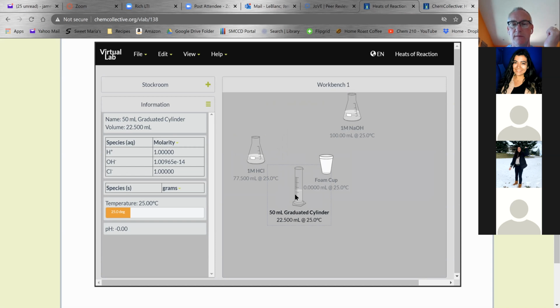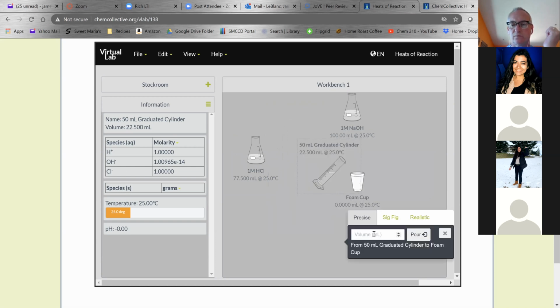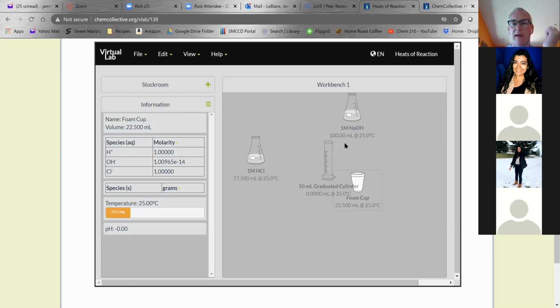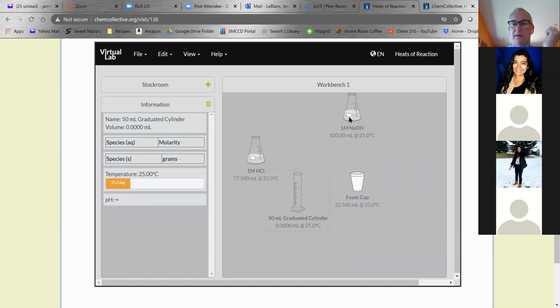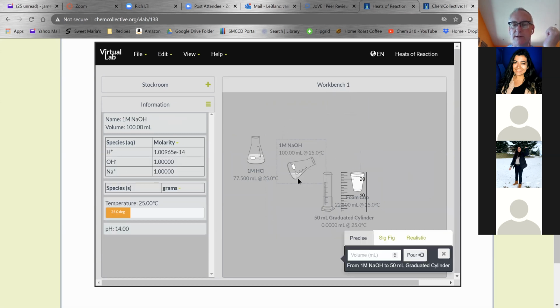That's my HCl. So I'm going to put that in the cup. 22.5. Pour it in. Then take my hydroxide, 22.5. I put the same volume in because then I won't have to worry about figuring out which one is limiting. If you have the exact same number of moles, you don't have to worry about which one is limiting because they're both the same.